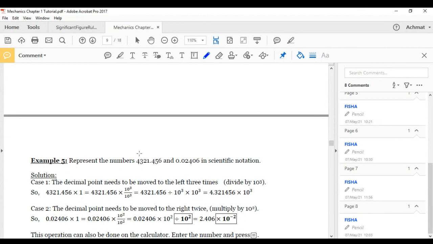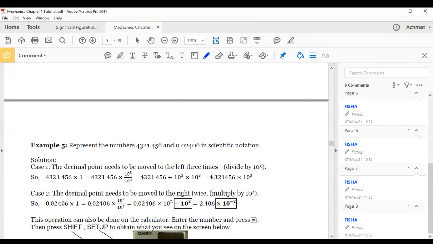In other words, I multiply this whole thing by 1. Anything multiplied by 1 will be the same number. 2 times 1 is 2. 10 times 1 is equal to 10, and so on and so forth. So this multiplied by 1 will give me the same value. But let me show you here in the solution.